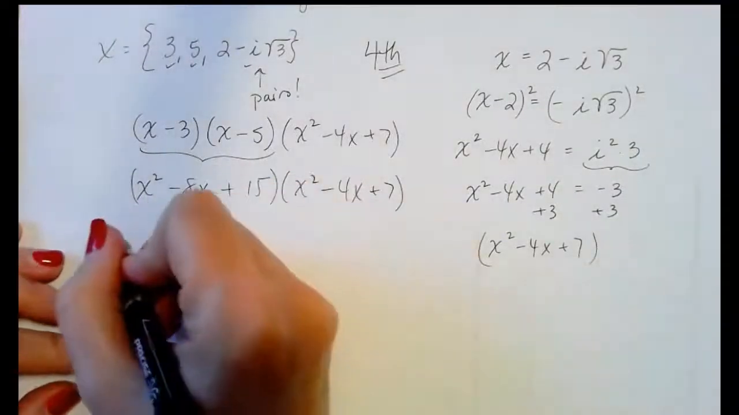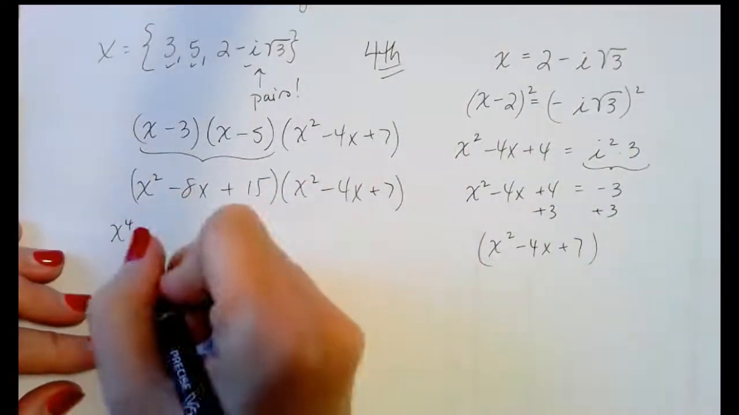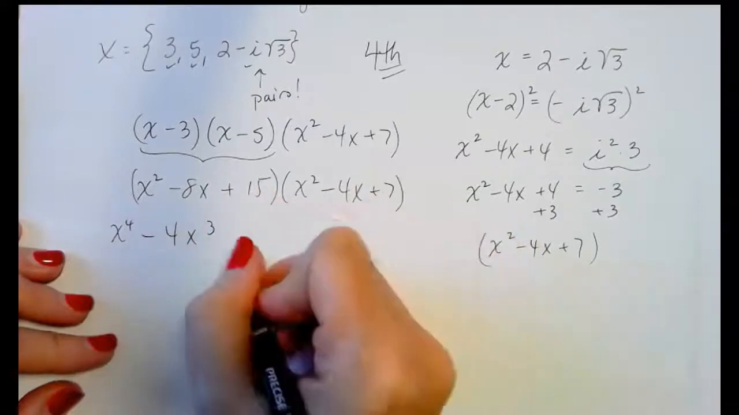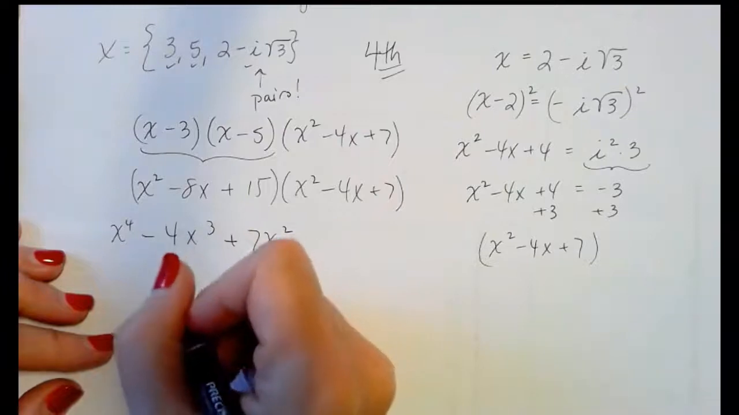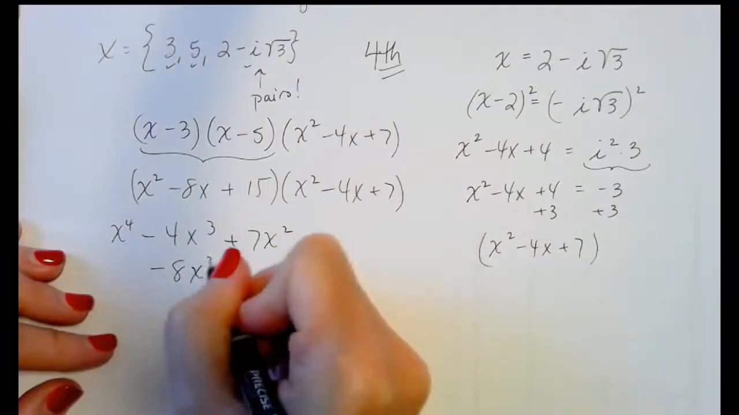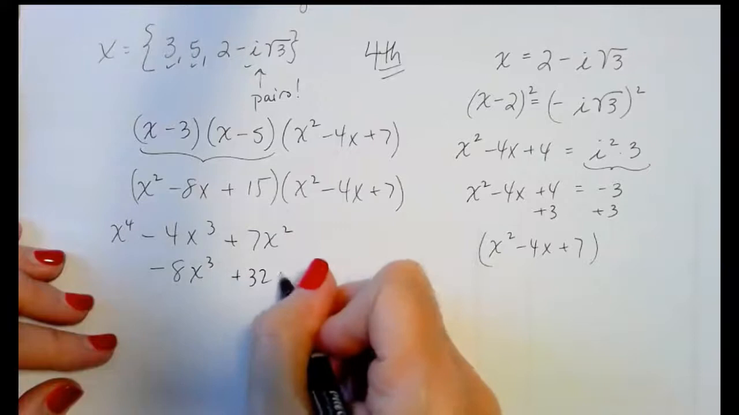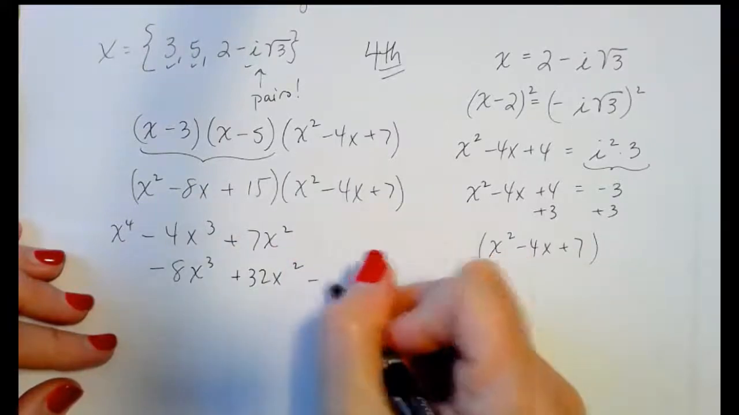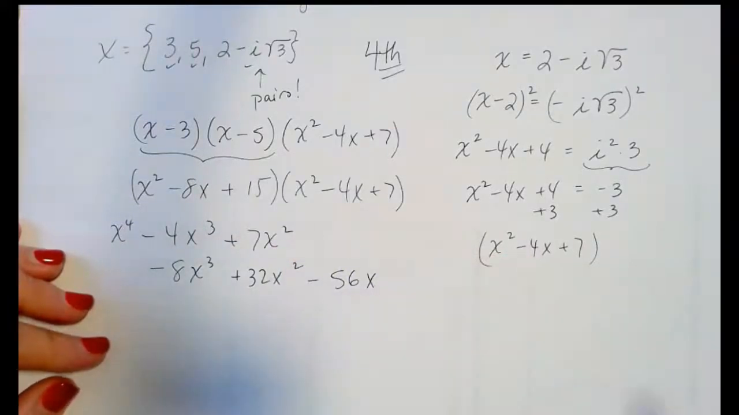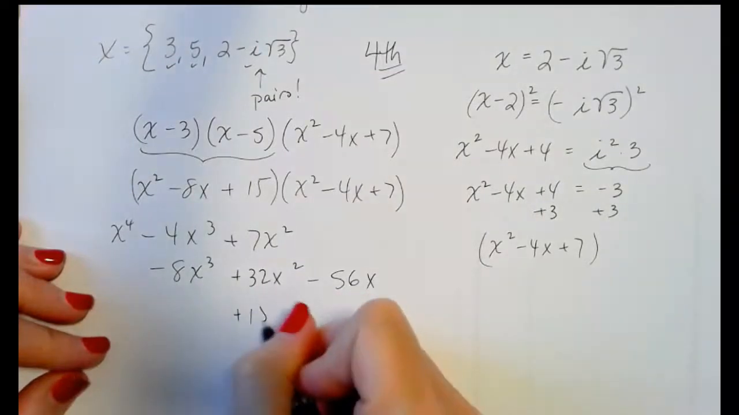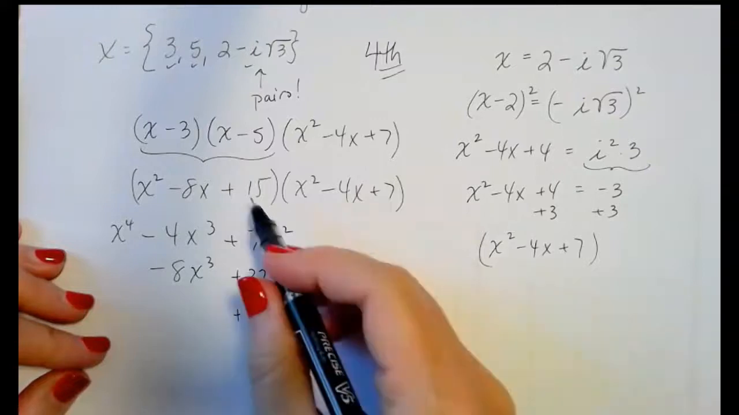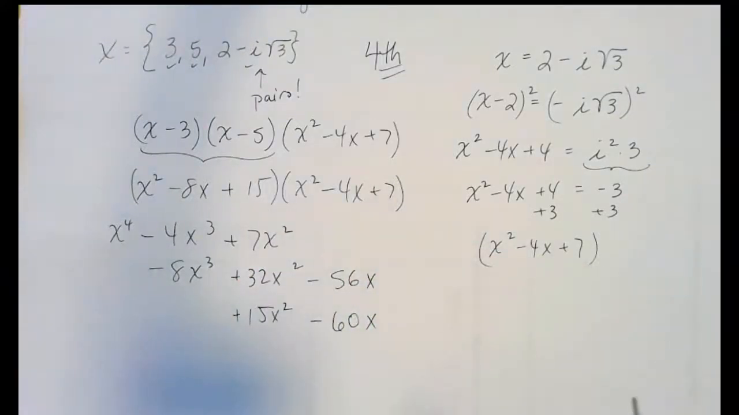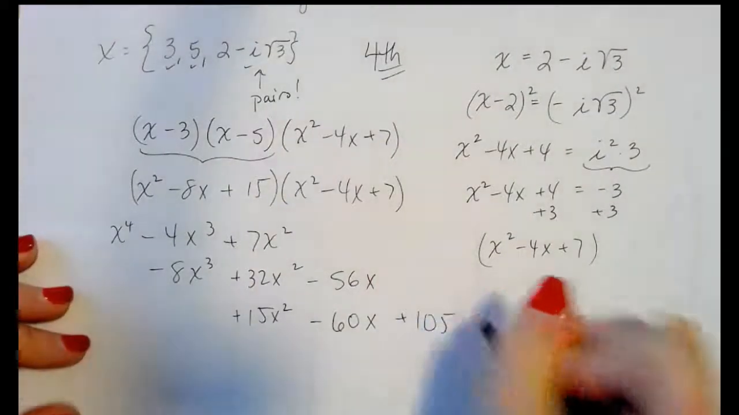x squared times x squared is x to the 4th minus 4x cubed plus 7x squared. Take the negative 8x through. So negative 8x cubed plus 32x squared minus 56x. Next, positive 15x squared minus 60x. And then 15 times 7 is 70 plus 35, so plus 105.